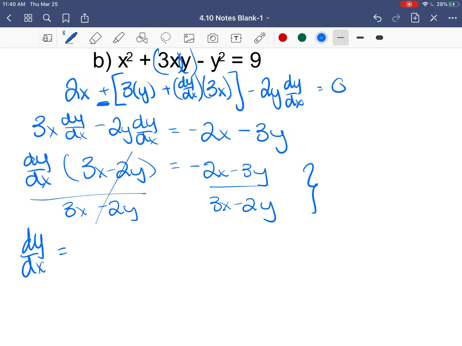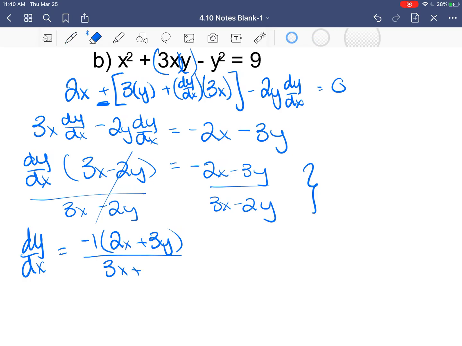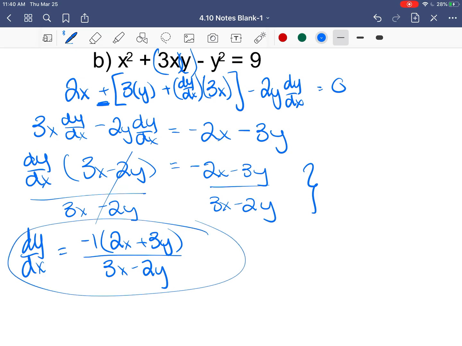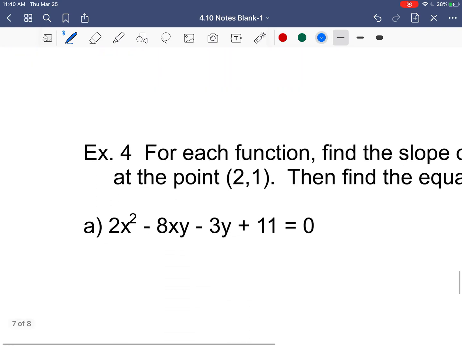So you might be thinking to yourself, ooh, look, common terms. But it has to be common to everything, or it has to be perfectly identical in order to reduce. If I wanted to take out the negative 1, you don't have to, we've got 2x plus 3y. And in our denominator, we've got 3x minus 2y. Those are two completely different things, so therefore we can't reduce. And that would be our derivative. You could have left it as that. That also works as your derivative. It's simplified.